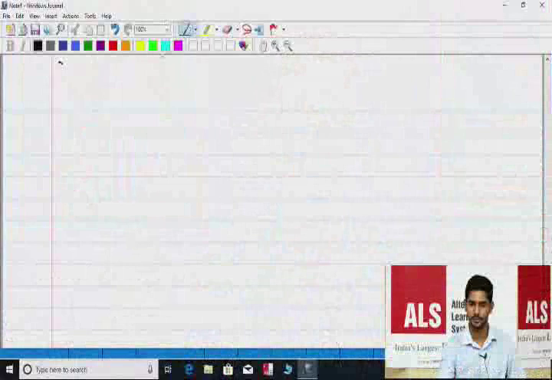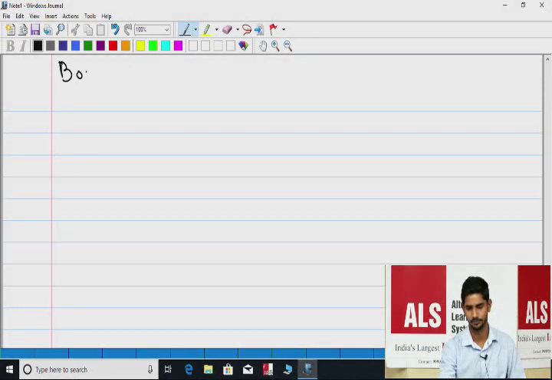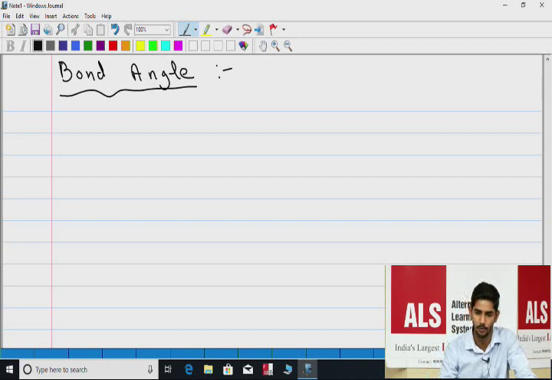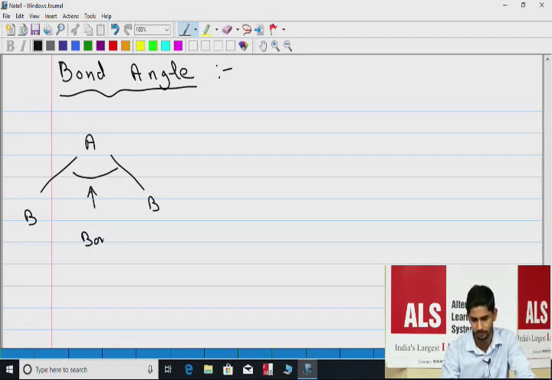Number 2, which is bond angle. Dear, bond angle is nothing but the angle between the two bonds. Look at this. See, this is known as the bond angle.